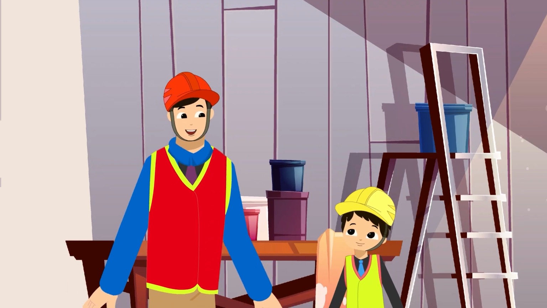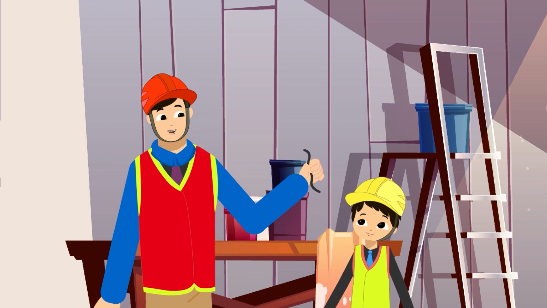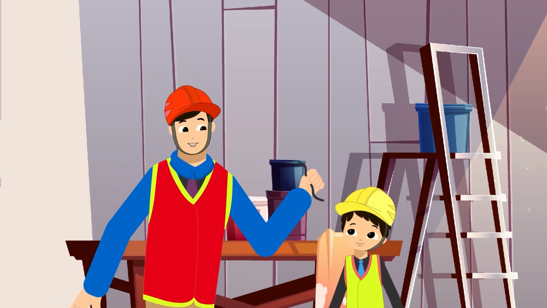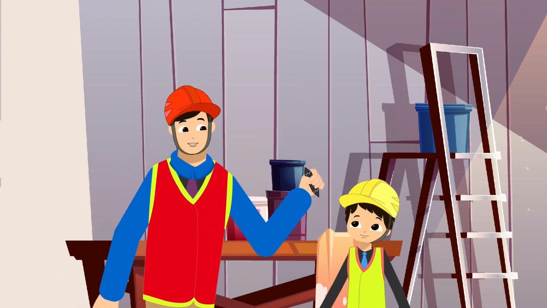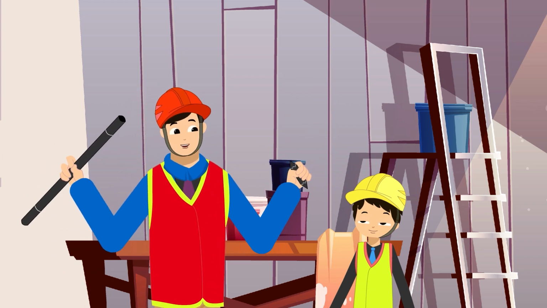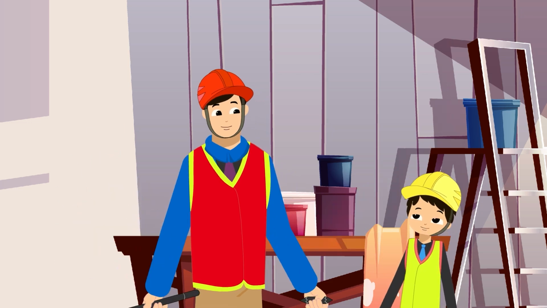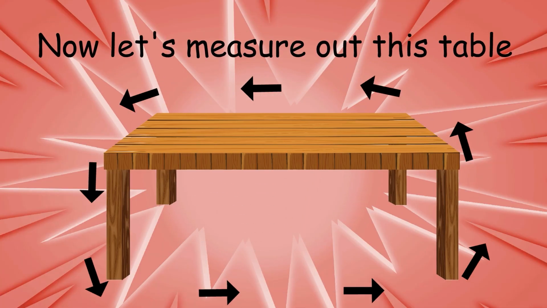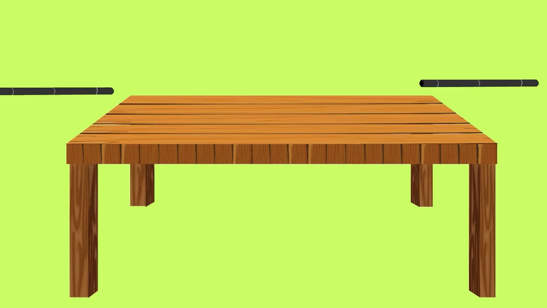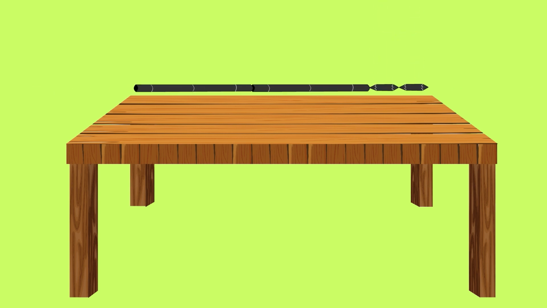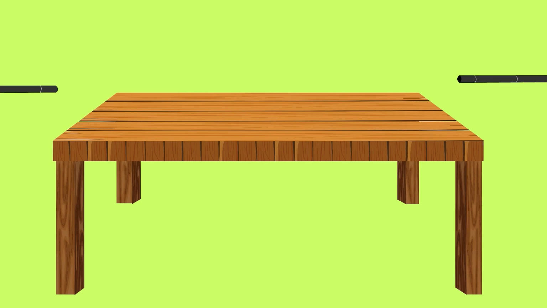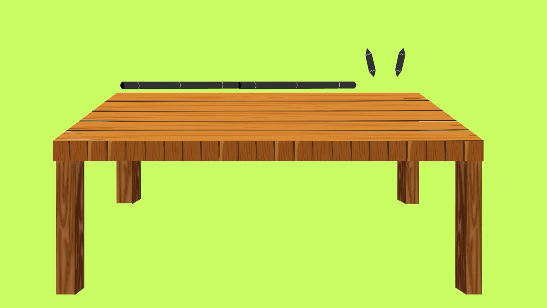Let me show you an example. See the string, Arjun? Let us say that the string represents a gilli and this pencil here represents a danda. We will use this gilli and danda to measure the table now. Okay. Now let's measure this table. It's twice the length of a danda and 2 gillis. So the table is 2 dandas and 2 gillies long.